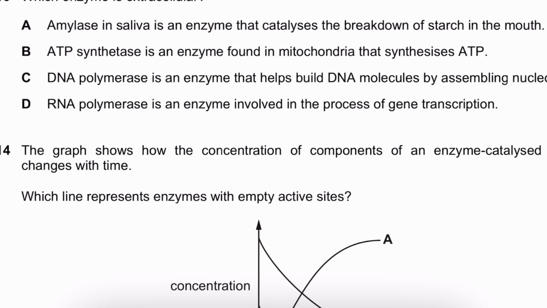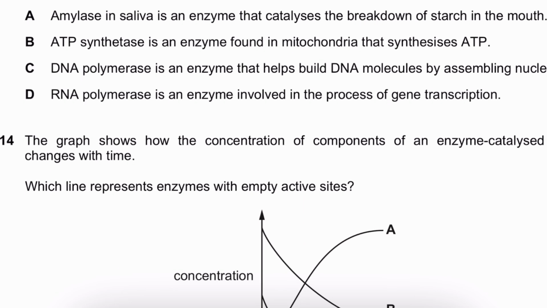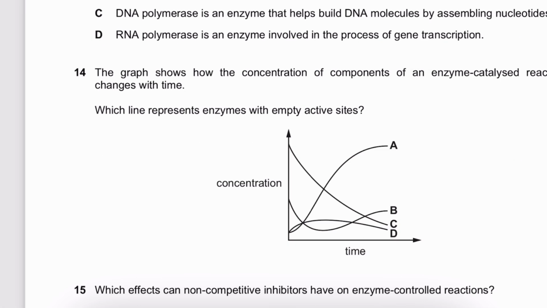Which enzyme is extracellular? Amylase in saliva is an enzyme that catalyzes the breakdown of starch in the mouth. Amylase does break down maltose, and it also breaks down amylose, so yes, it does break down starch in the mouth. ATP synthetase is an enzyme found in mitochondria that synthesizes ATP. So which enzyme is extracellular? Amylase is extracellular. ATP synthetase is intracellular. DNA polymerase is intracellular. RNA polymerase is intracellular. It's really just amylase that's in the mouth.